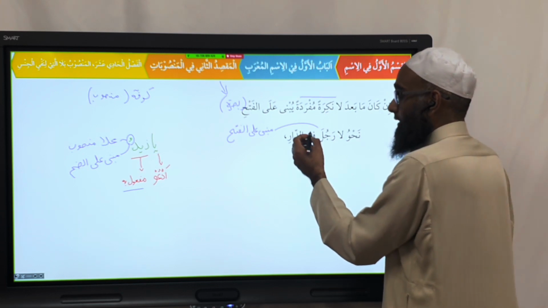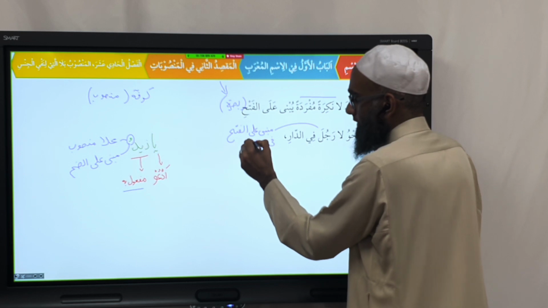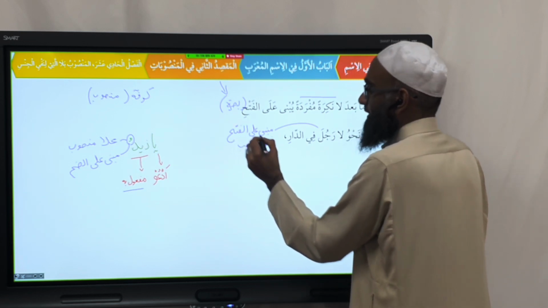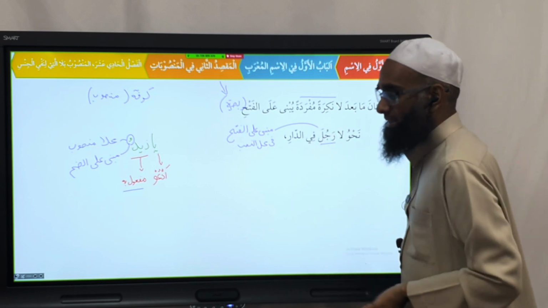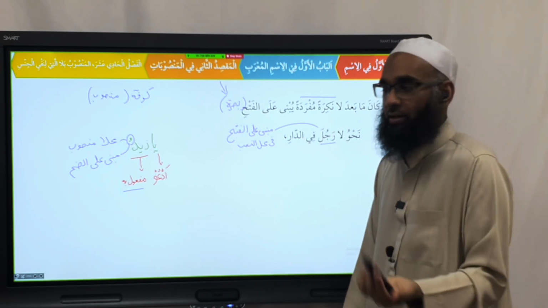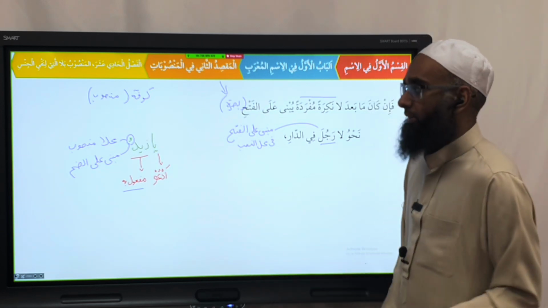But the mahal is what? Fi mahallin nasb. That's how you say it. So the slot is mansub and the fatha is alamatul bina, not alamatul i'rab, according to Ahlul Basra. That's how they do it. So you have to stick by that. Okay?